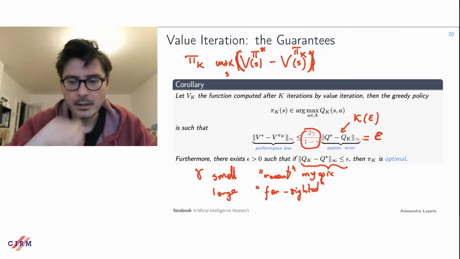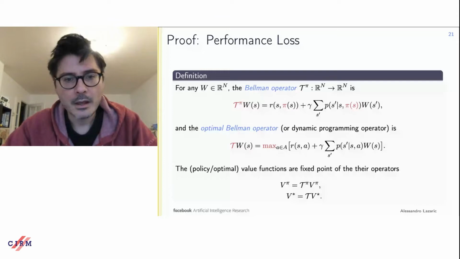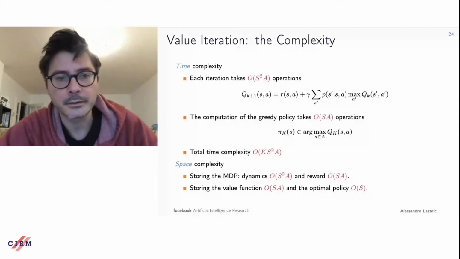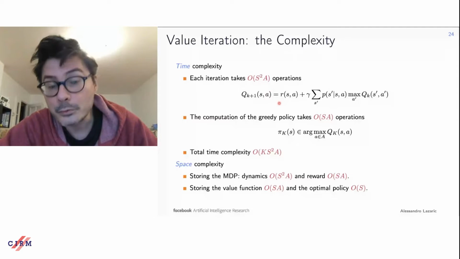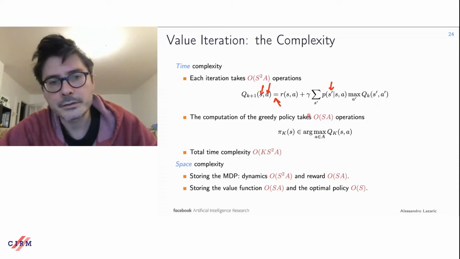So I will totally, in a burst of optimism, I put also the proof of this. I will totally skip it. Just want to point out what is the complexity of this problem, and also why later we will move to approximated algorithms. It's true that at each iteration we have to solve this thing, which means that for each state and each action we have to do this loop over states. So globally, each iteration costs S squared A.